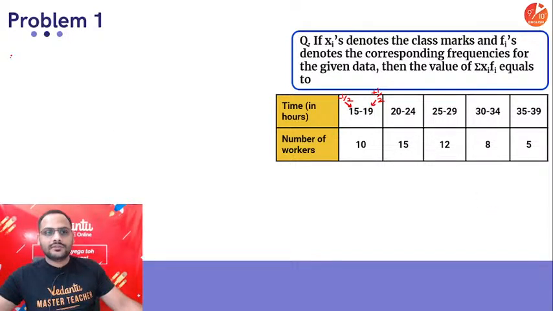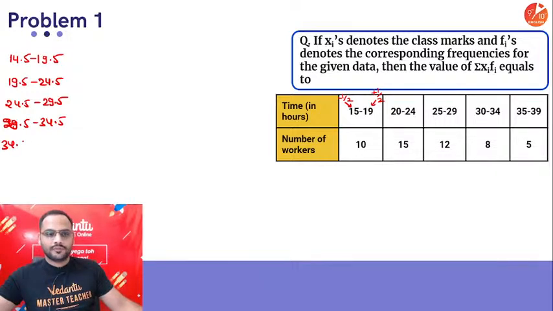So 15 to 19 will become 14.5 to 19.5. Then 20 minus half will be 19.5 to 24.5. Then 24.5 to 29.5. Then 29.5 to 34.5, and 34.5 to 39.5. This is now a continuous group frequency distribution table. So this is the class interval.